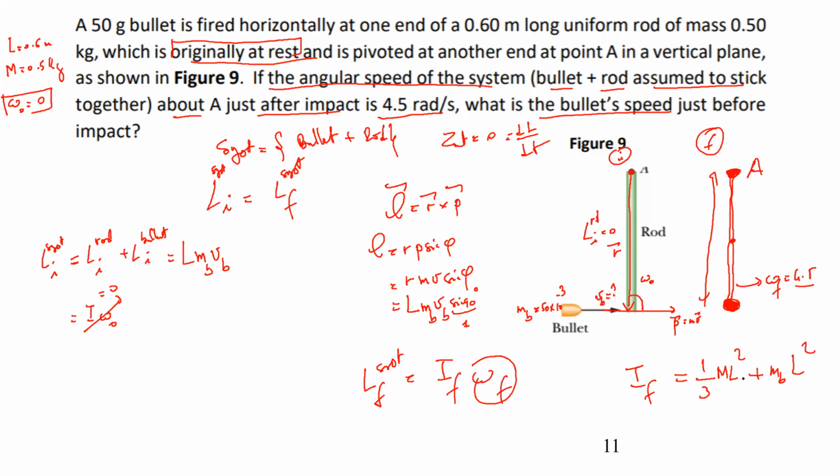So this is the omega final. So bottom line, I will have this. This is equal to 1/3 of the mass of the rod L squared plus the mass of the bullet L squared, multiplied by omega final. And my only unknown here is this VB. Okay, so I just divide by L and by MB. And I will get a VB of 12 meters per second. You get my point?